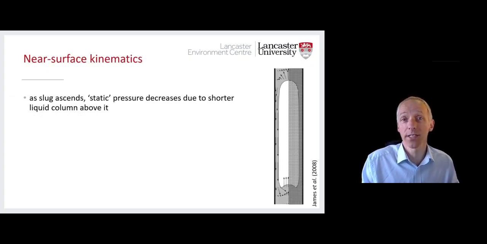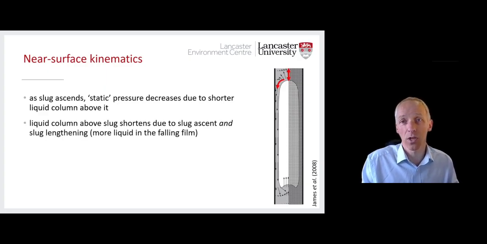We can consider the implications of this by thinking more about what happens as a gas slug expands rapidly as it ascends towards the surface. As the slug ascends, it will be exposed to a minimum pressure that's given by the static pressure in the magma directly above the slug nose. During ascent, the liquid column above it becomes shorter, reducing this static pressure and allowing the slug to lengthen.